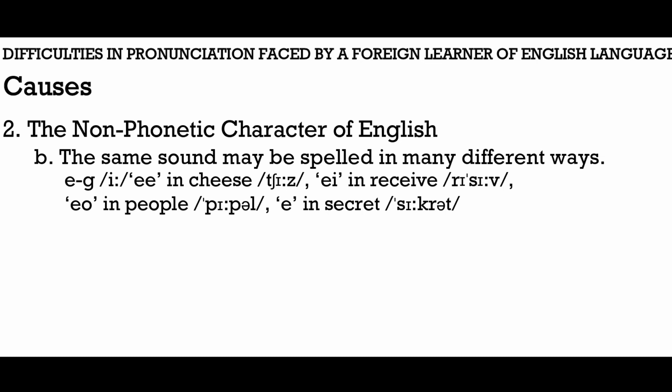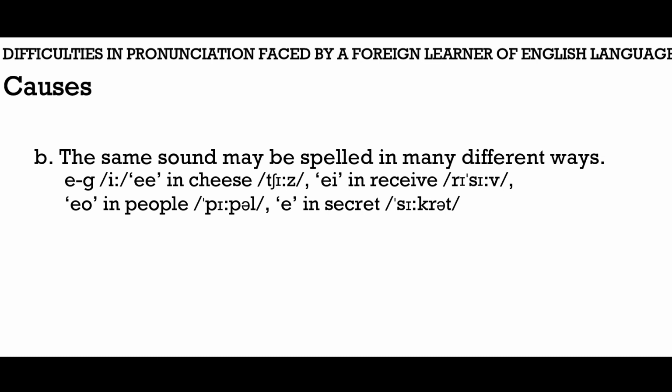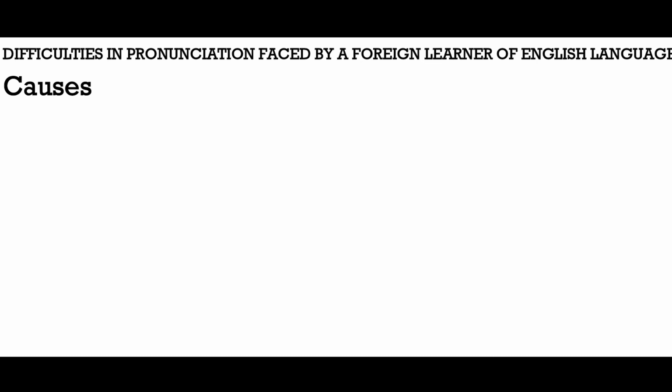In the first place, we have seen that English spelling is complicated. The same form of spelling represents different sounds, and in the second case, we have seen that the same sound may be spelled in many different ways.